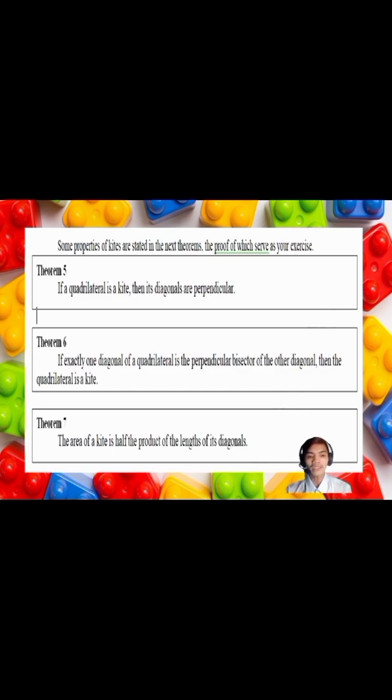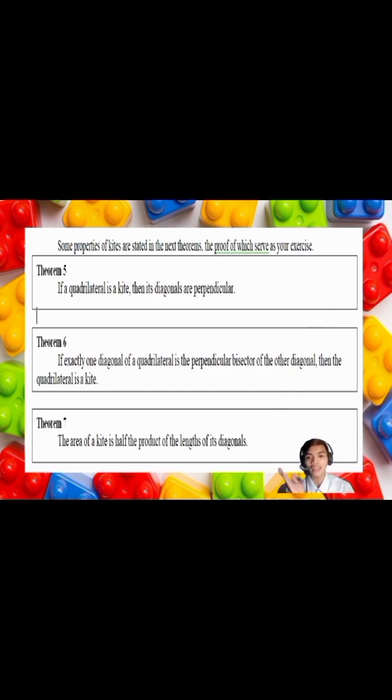So, si theorem number 6 naman po, if exactly one diagonal of a quadrilateral is the perpendicular bisector of the other diagonal, then the quadrilateral is a kite. So, ano po ang ibig sabihin nito? So, kapag daw po nakakita kayo at least or exactly one diagonal of a quadrilateral ay perpendicular, which is bisector po siya of the other diagonal, then the quadrilateral is a kite.